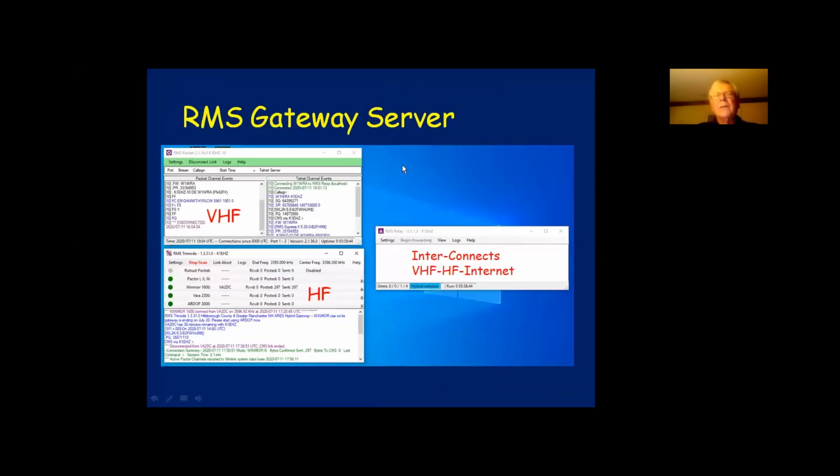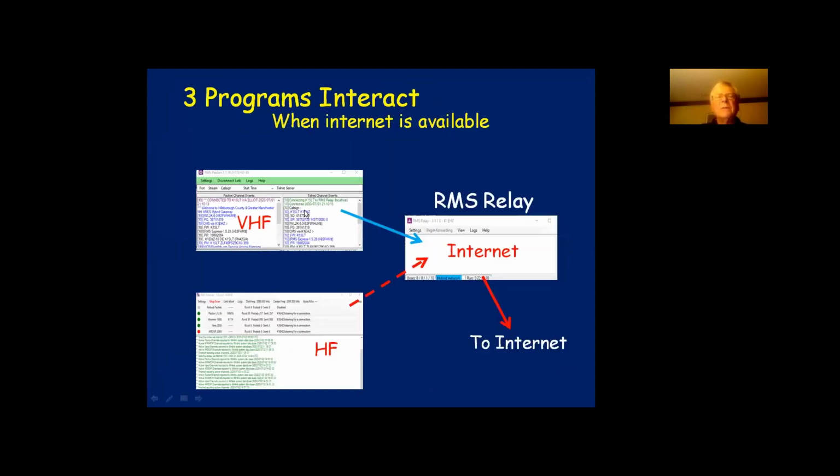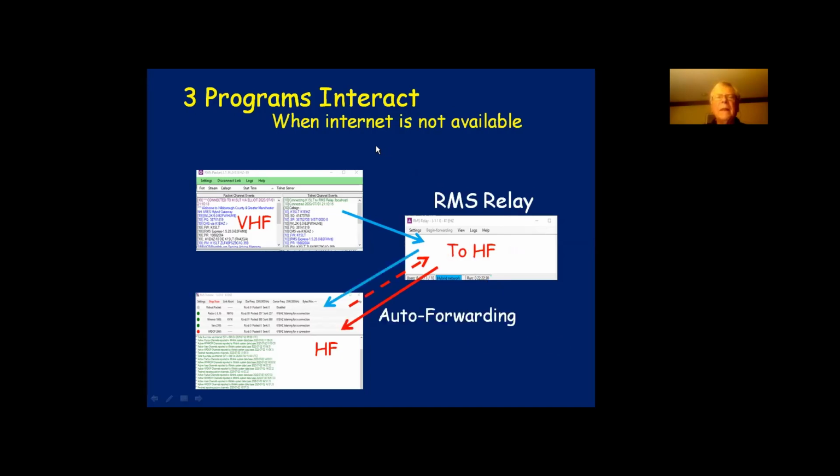This is what the gateway software looks like. As I mentioned, there's a VHF side and an HF side, and the piece in the middle here coordinates where the traffic goes when it comes in. So if the internet is available, traffic coming in on VHF goes to the internet, traffic coming in on HF goes to the internet, and that's all handled by this program, which is called RMS Relay. If the internet were not available here, the VHF traffic would still go to RMS Relay. RMS Relay would say no internet and would send the VHF traffic over to the HF side. VHF traffic coming in would just get rerouted back to the HF side.